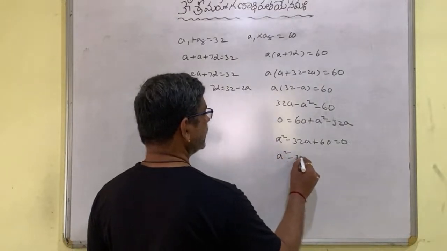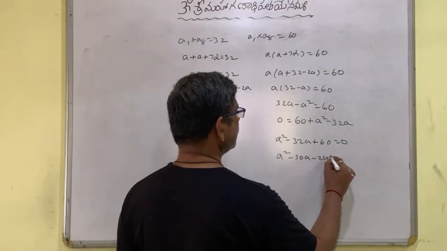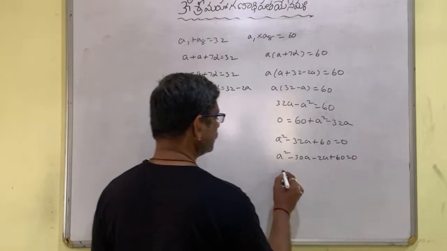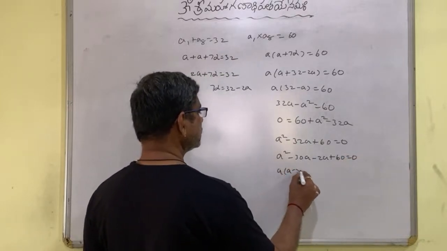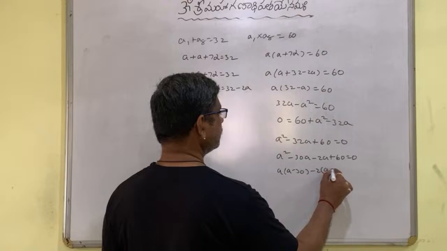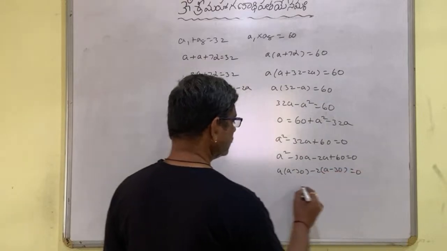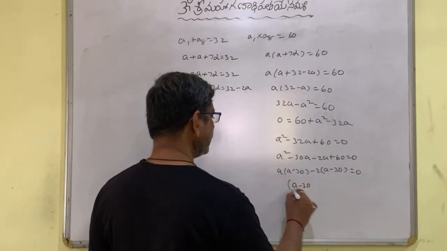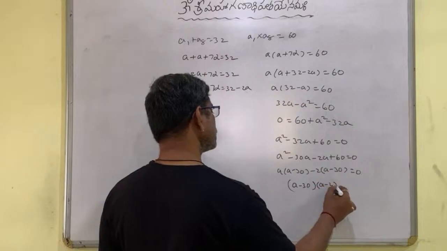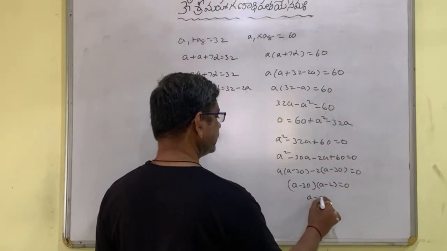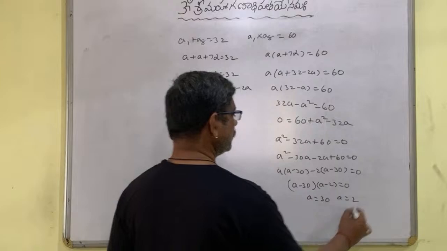A square minus 30a minus 2a plus 60 is equal to 0. A common, a minus 30, minus 2 common, a minus 30. So a minus 30, a minus 2, a is 2 or 30.